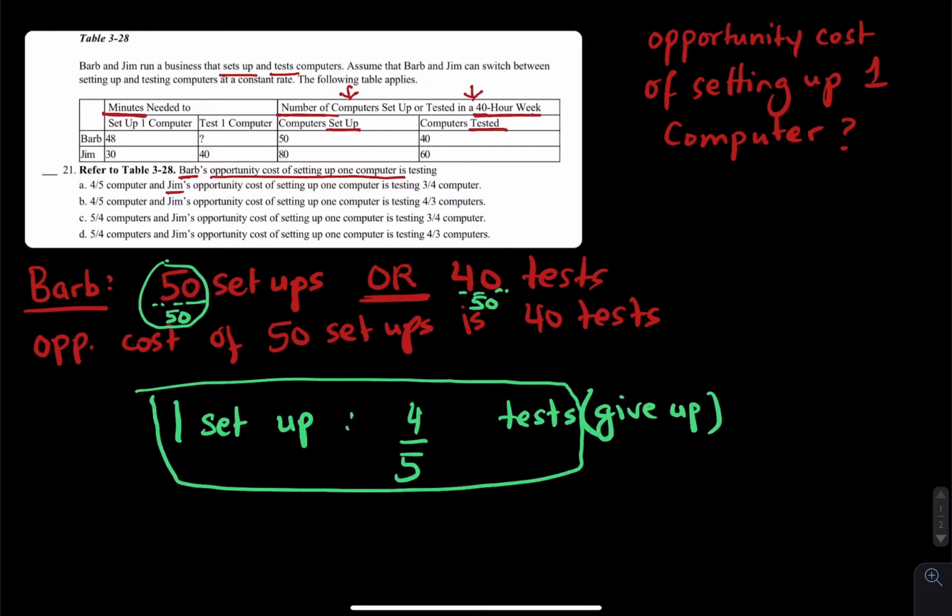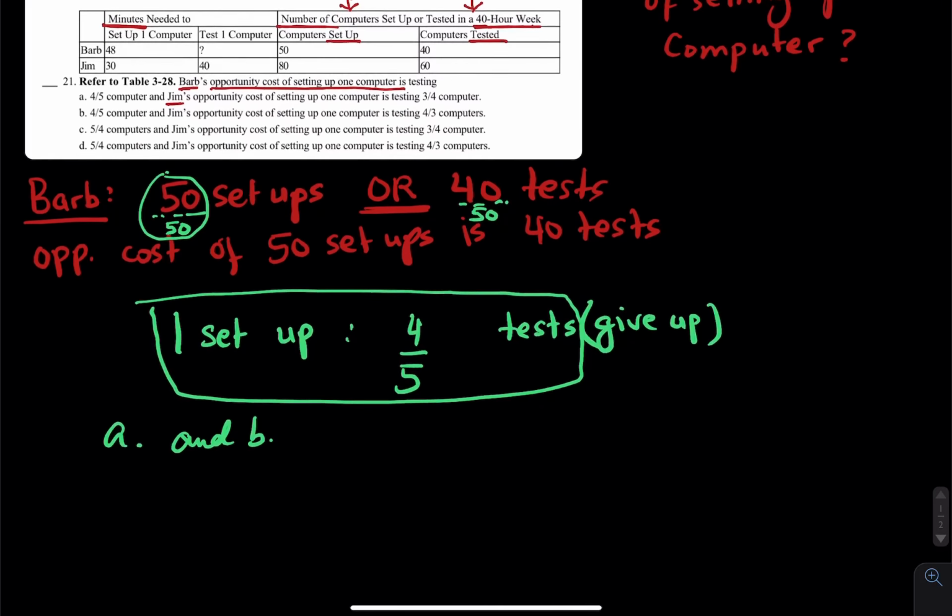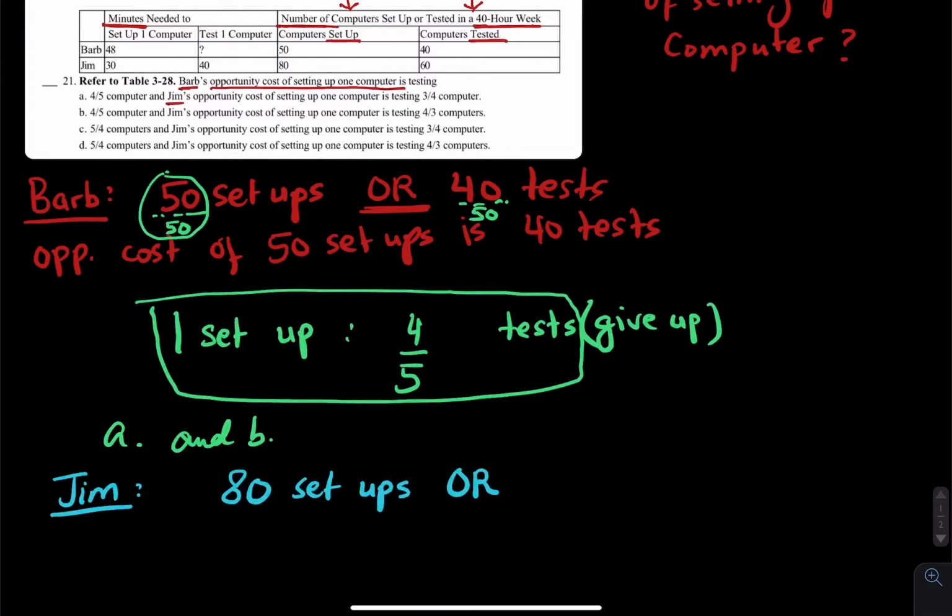So we can confirm now that the answer is going to be between A and B. Now we got to figure out what it is for Jim. For Jim, we could do the same thing. We can write down that in a work week, Jim can do 80 setups or 60 tests.